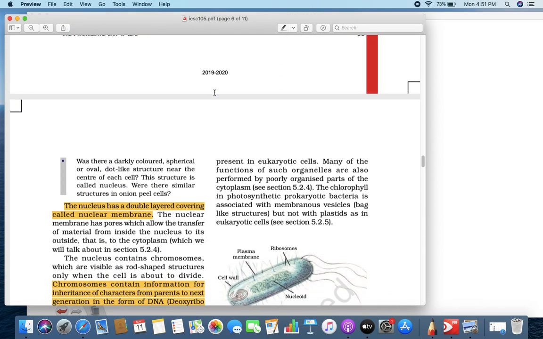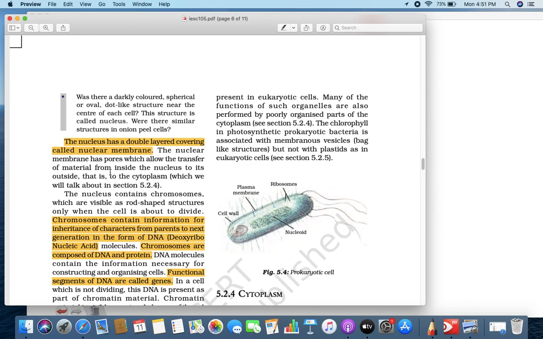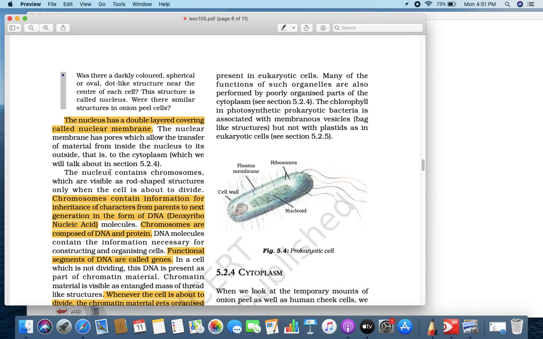The nucleus has a double layered covering called the nuclear membrane. The nucleus is inside the cell; I cannot say it is at the center. Even the nucleus is covered with a double layer membrane, which we call the nuclear membrane. That also allows material to pass from inside to outside, the way the cell wall or plasma membrane used to do. Then we saw that inside the nucleus, it contains chromosomes.